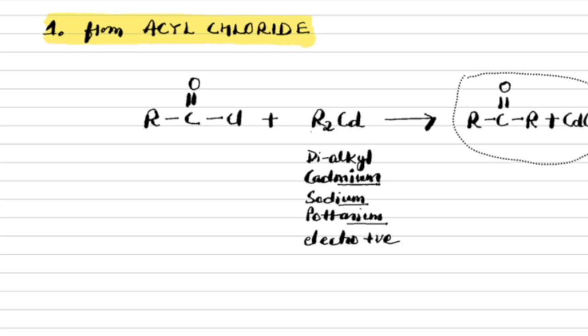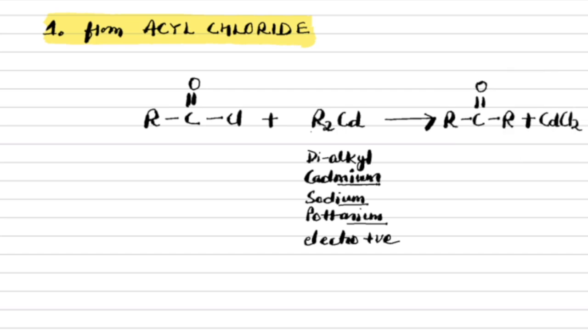I think you can't see this part, so I'll just shift it to the right. Yeah. Now you can see. CdCl2. So this is the ketone we have prepared. Now let's revise what has happened. This is our acyl chloride. We have reacted it with dialkyl cadmium. That is the reagent which is bringing the change. Instead of Cl, R from this dialkyl cadmium is getting attached, and that's how we are getting ketone. And the side product we are getting is cadmium chloride.